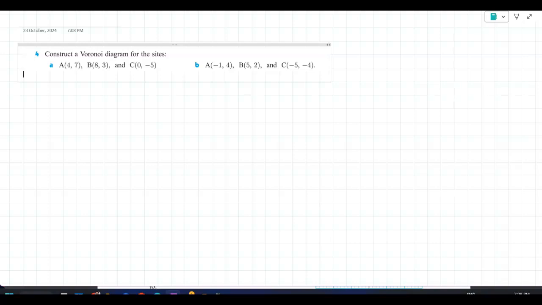What will you do? Find the equation of the perpendicular bisector of AB, of BC, and of AC. You plot them and draw the lines. So let's start. I'm confused. How do you find the equation of the perpendicular bisector of AB? Can you find it?